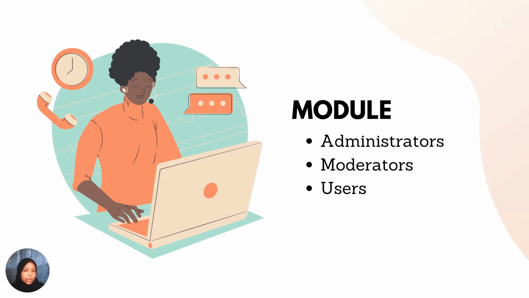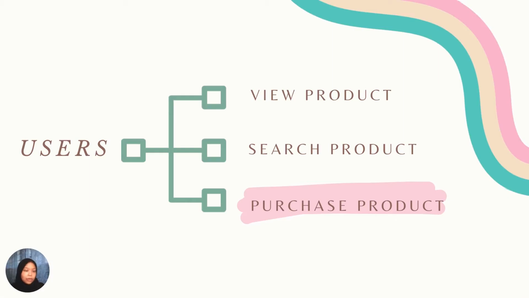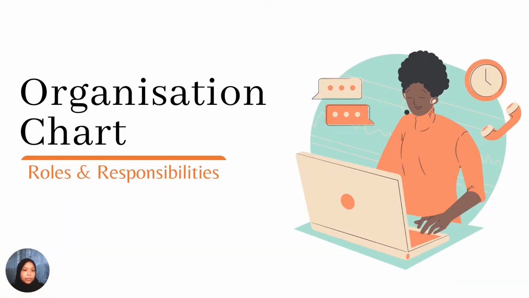Shopee has three main modules, which are the administrators, moderators, and users modules. For this project, we chose the users module and purchasing product as our submodule.